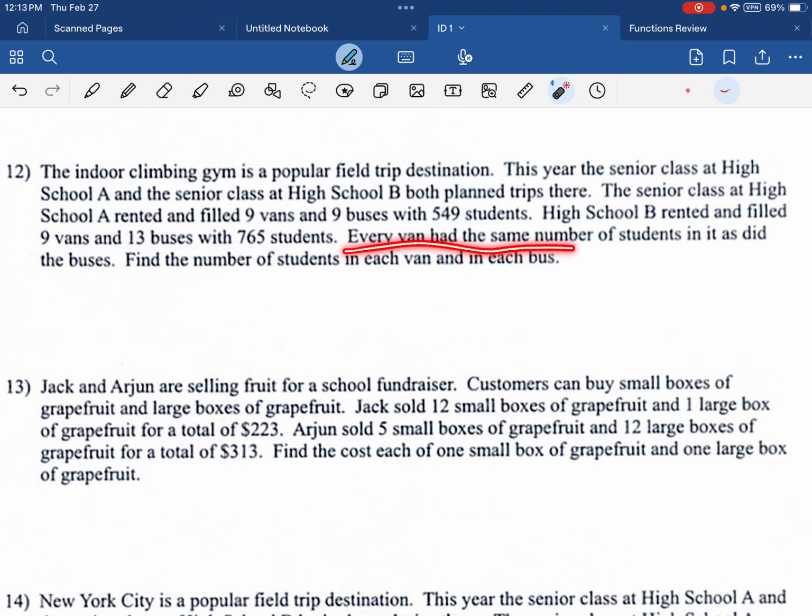765 students. Every van had the same number of students in it as did the buses. Find the number of students in each van and in each bus. Well, it's a lot of information. Let's start by making some equations.